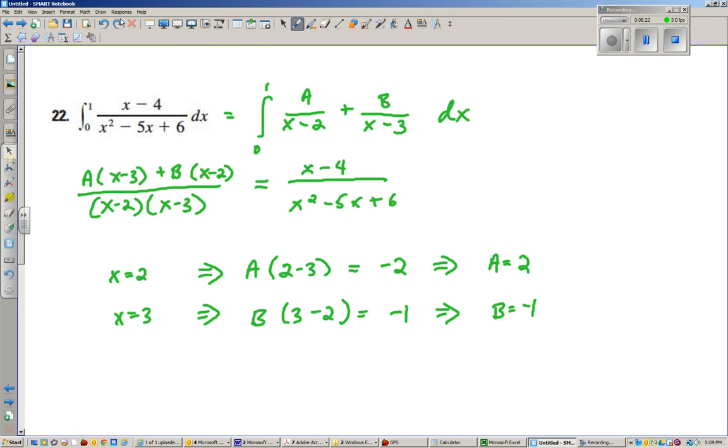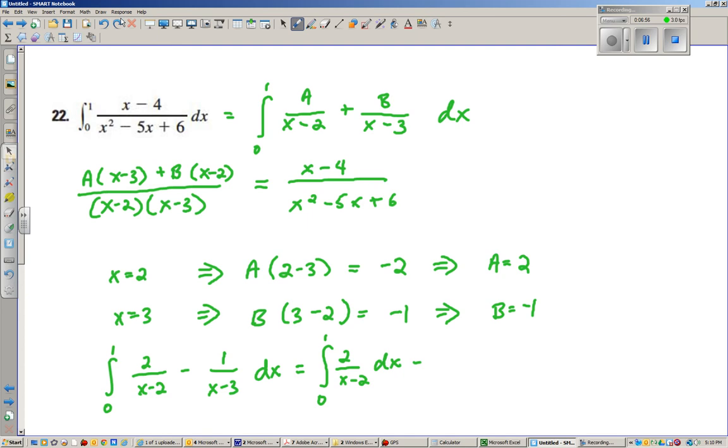So now you're ready to write those two fractions with those limits 0 to 1, and the two fractions are, of course, 2 over x minus 2, and the second fraction would be negative 1 over x minus 3. And then let's split those into two fractions and work with them. So the two fractions, we're going to say the integral of the difference is equal to the difference of the integrals.